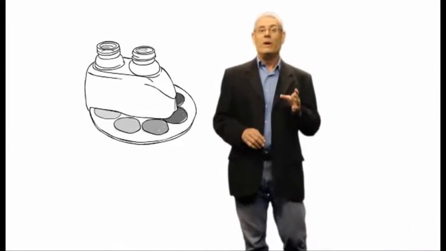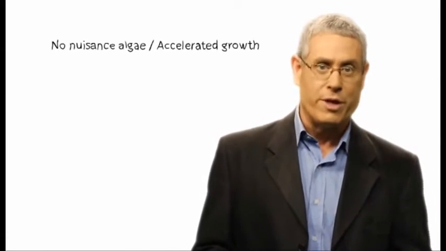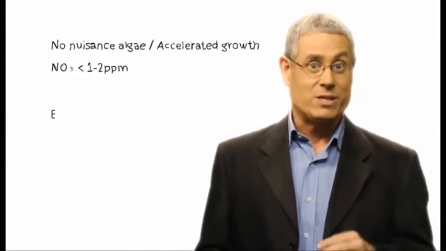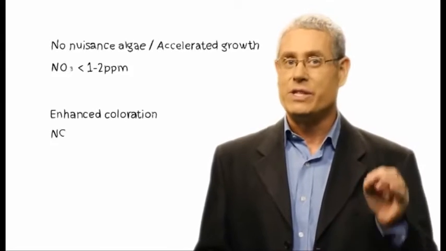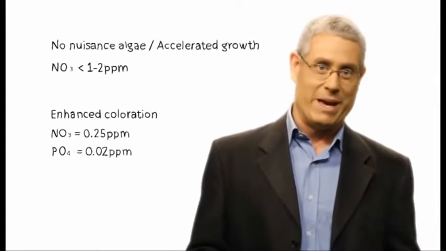The highly accurate colorimetric comparator test kits that we developed specifically for dosing NOPOX detect the very small but significant differences at ultra-low levels of algae nutrients. Full instructions for using NOPOX or converting from other methods can be found on our website. However, as a rule of thumb to get rid of nuisance algae and promote accelerated coral growth, we recommend a nitrate level of between 1 to 2 ppm. And for enhanced coral coloration, a nitrate level of 0.25 ppm and phosphate level of 0.02 ppm.